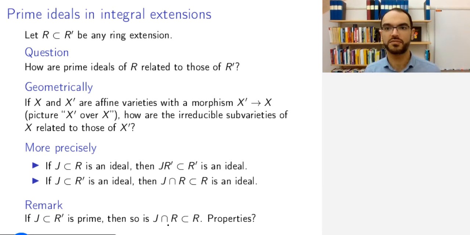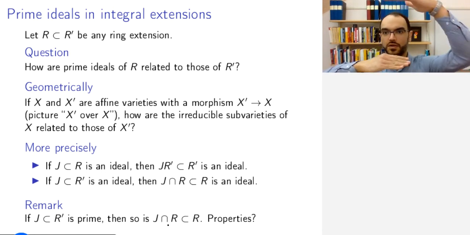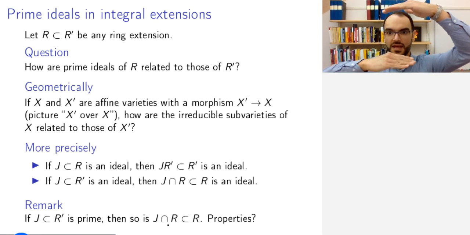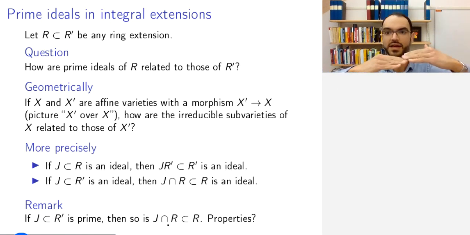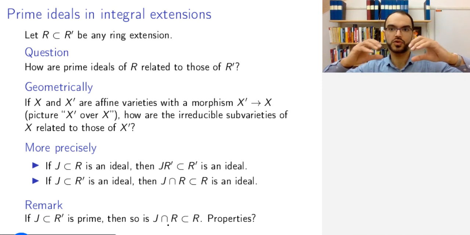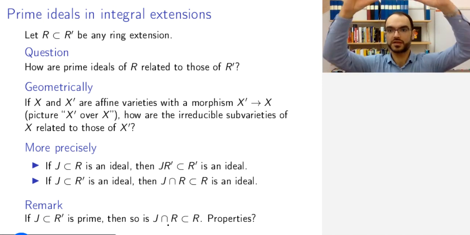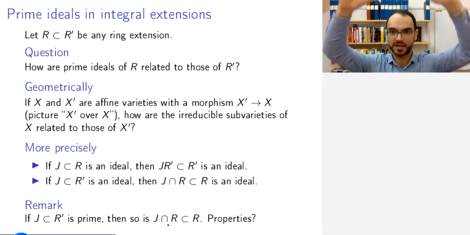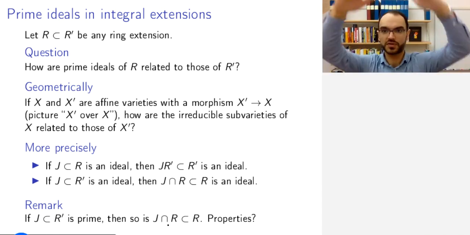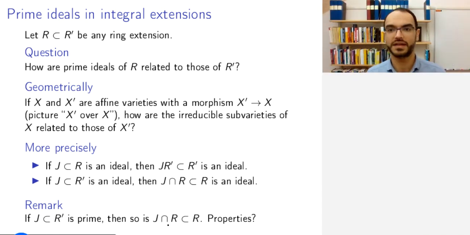So for example, what we will ask is, assume you have an ideal downstairs. Does there always exist an ideal lying over it? Meaning, does there always exist an ideal in R prime whose intersection with R is our prime ideal to begin with? Can there exist multiple? Assume we don't only have one ideal, but an inclusion of ideals. Can we always find a corresponding inclusion of ideals upstairs that sort of goes down or lies over our inclusion of ideals, and so on? These are the questions we want to ask.